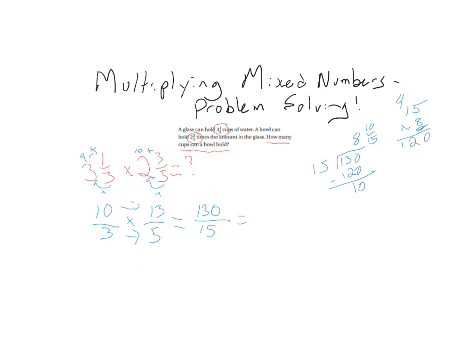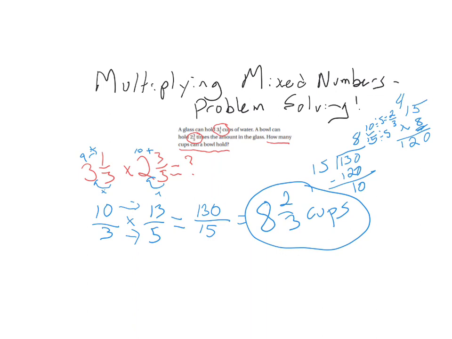But I'm not simplified. Okay, looking at my BFF, I know that here the greatest common factor is going to be 5. Okay, it's the biggest shared number in both of those. So I could divide out a 5, and 10 divided by 5 equals 2. 15 divided by 5 equals 3. So here my final answer is going to be 8 and 2/3 cups. Okay, so hopefully that makes some sense.